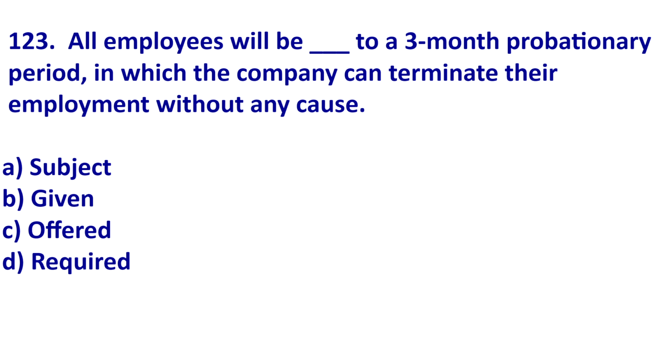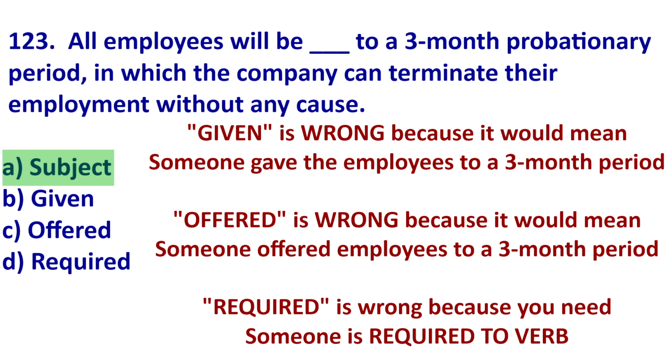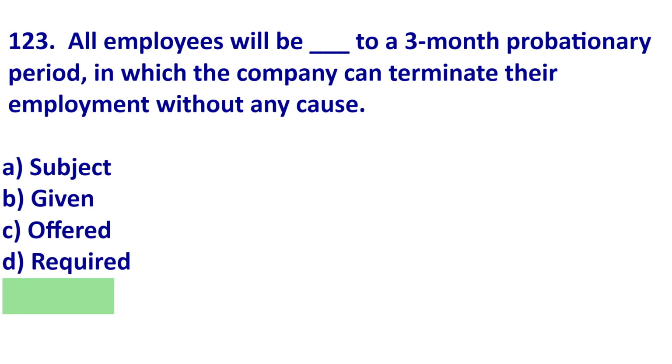Well, we know it's not B because if I said all employees will be given to blank, that means someone will give employees to someone else. So that would be very strange. If I say all employees will be offered to, someone will offer employees to someone else. And if I said all employees will be required to, after require to, you need a verb. So all employees will be subject to a 3-month probationary period. They will experience this. They have to experience this.